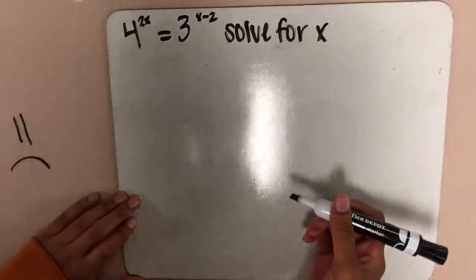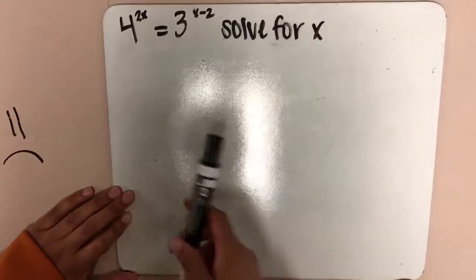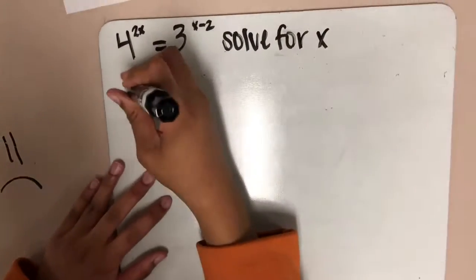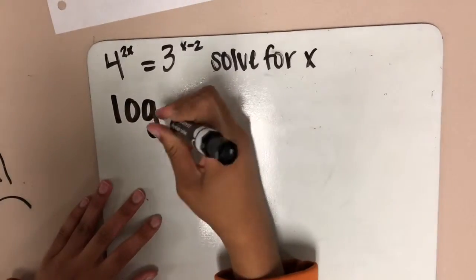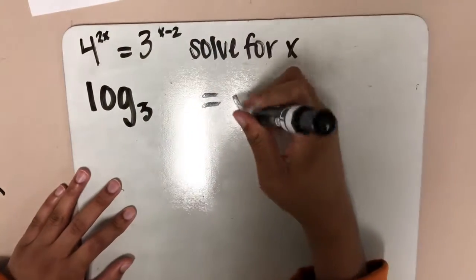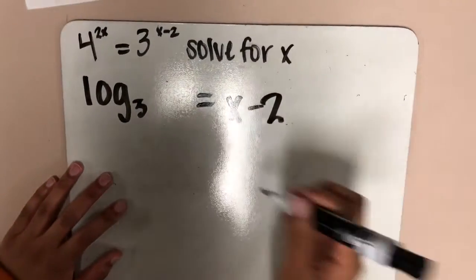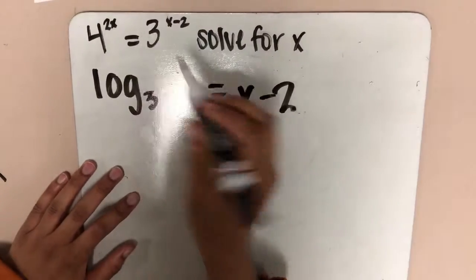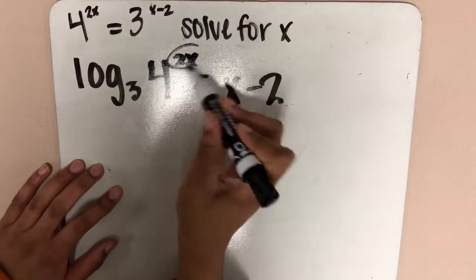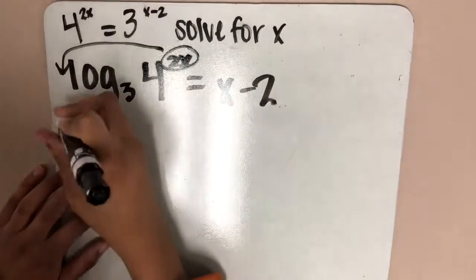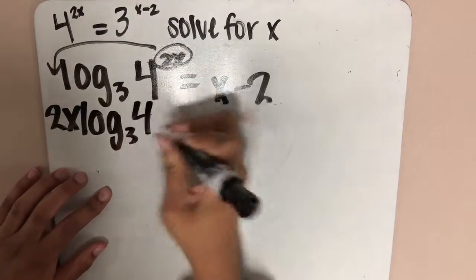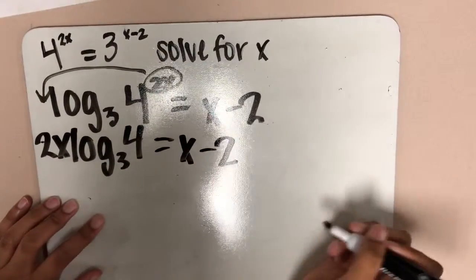Okay, so solving for x with different bases, first you have to choose a base, either 3 or 4. For this equation, I'm going to choose 3. So you use it as log with your base of 3, and then take the exponent, leave some space, and put it on the other side of the equal sign. Then you take your other base, 4 to the 2x, and you put it here. Next, you're going to want to move the exponent to the front, so you'll have 2x log of 4 base 3 equals x minus 2.